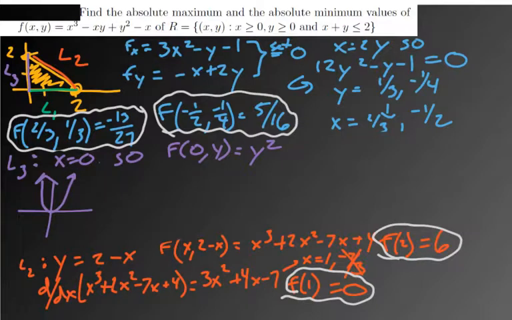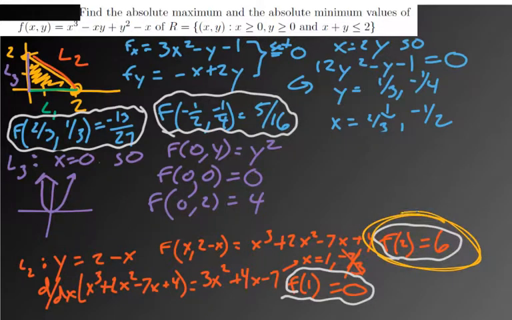And so if you do f of 0, 0, you get 0, which makes sense. And then f of, what's the other one there? 0, 2. And f of 0, 2 would give you 4, right? Which also makes sense, which we found before. So we have all the points now, and now you just have to see what's the biggest and what's the smallest.